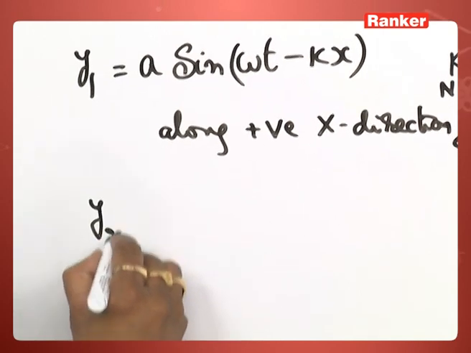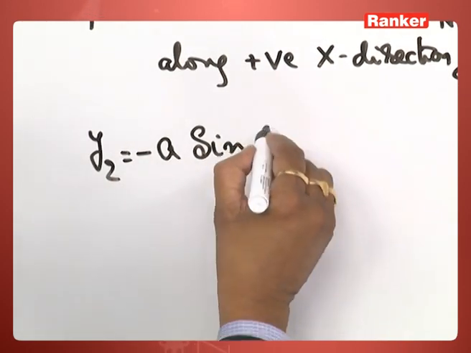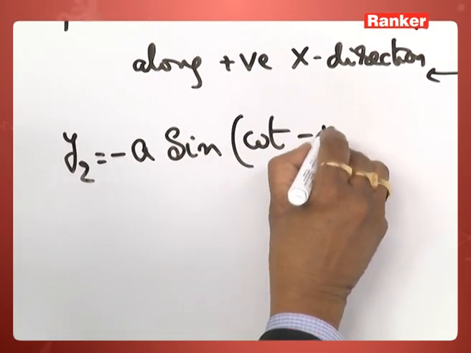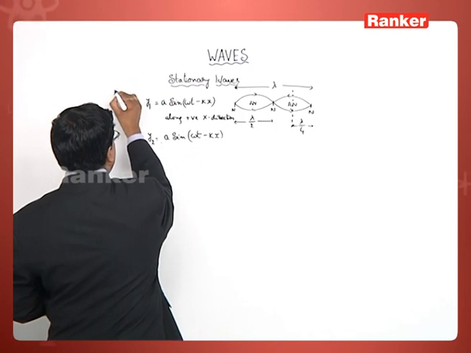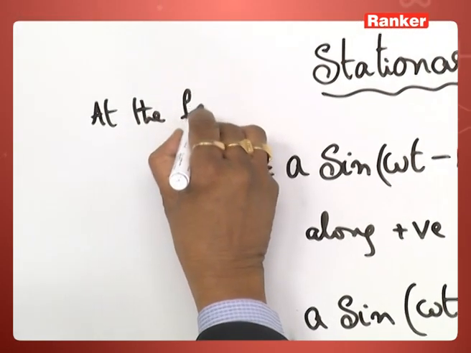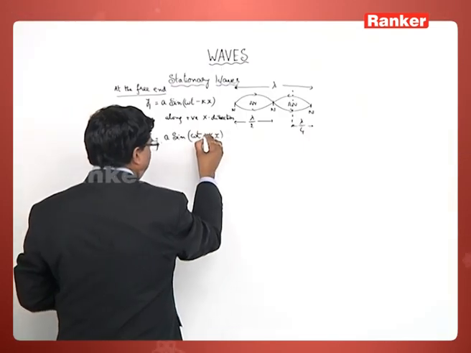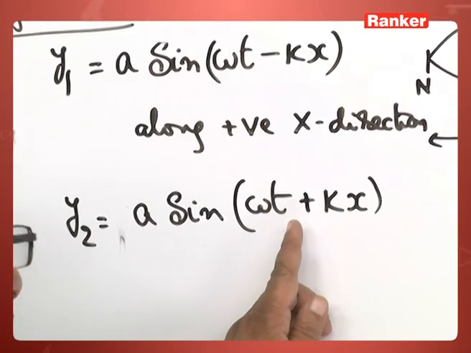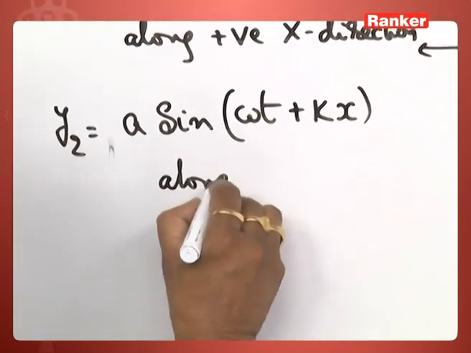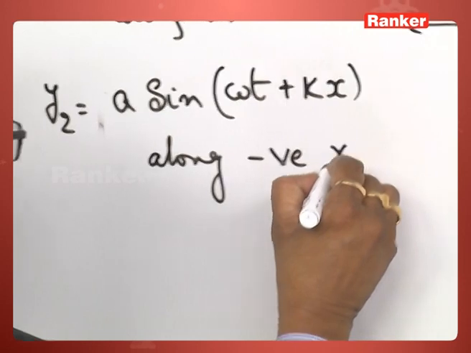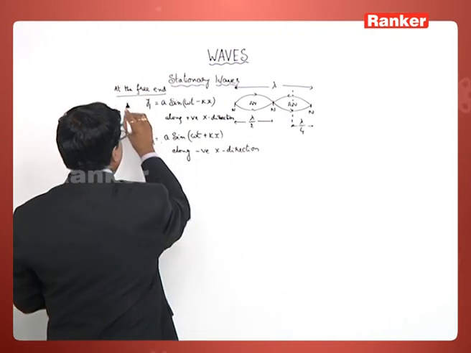The second wave I am considering is the reflected wave, it is y2 equals minus A sin(omega t plus kx). This of course we are talking about at the free end. At the free end, the reflection is taking place now. Therefore, there will not be any phase difference. The only thing is, this negative phase earlier now becomes positive. That means it moves now along the negative x direction. So this is the concept we are talking about at the free end.